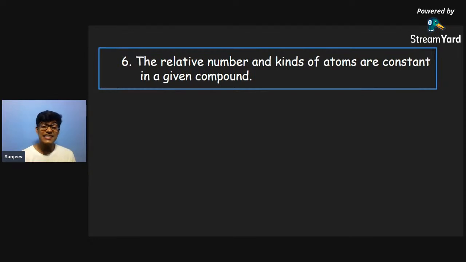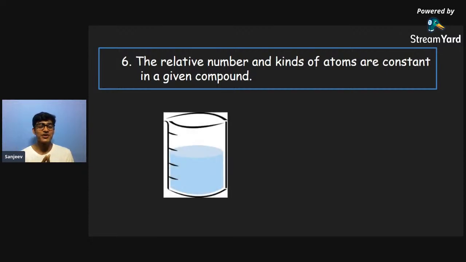The sixth one is a bit tricky, but we will try to understand it. It states that the relative number and the kind of atoms are constant in a given compound. Now what does this mean? Suppose we have a beaker full of water, and we try to scan all the sections of this water, like the first part of water, the second part, the third part inside the beaker. Whether it's salty water or fresh water, it doesn't matter, the composition of the water will be H2O, because water is H2O.